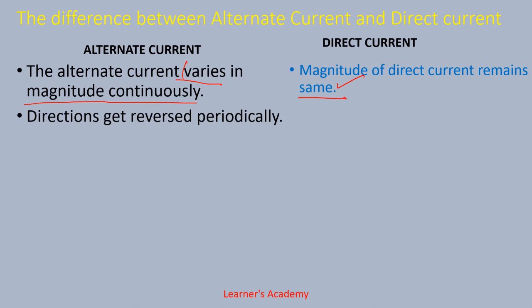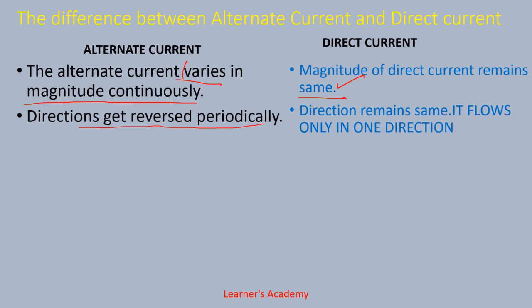Now the direction of the alternating current gets reversed periodically. On the other hand, direct current flows in one direction. The direction remains the same, it does not change.